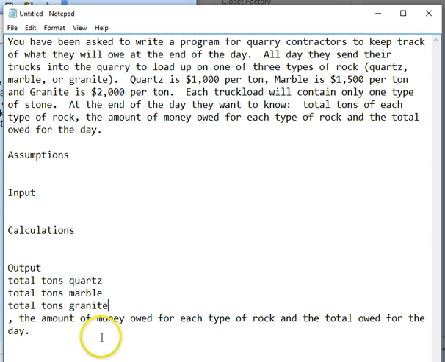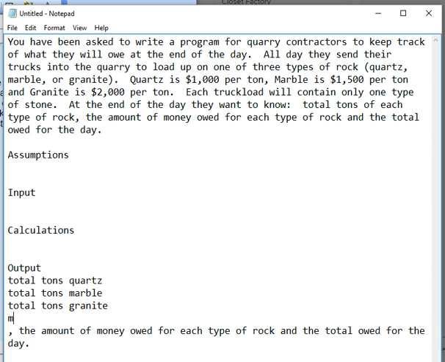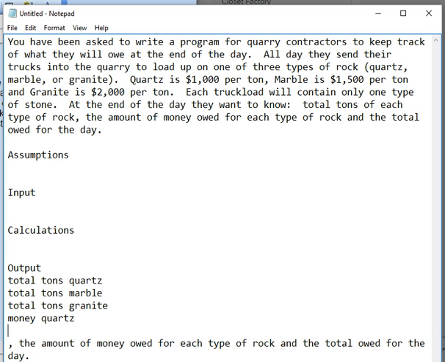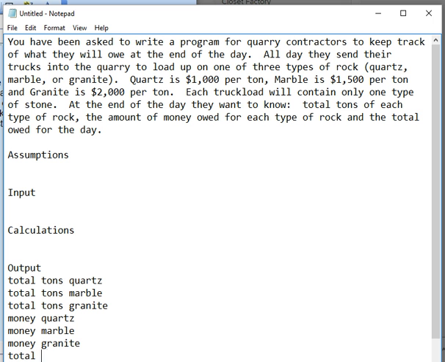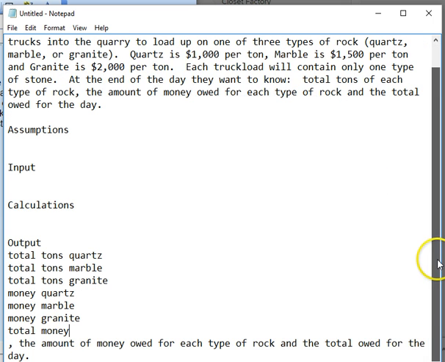Okay, and then it says total amount of money owed for each type of rock. And we have the same issue there because there's three types of rock. So that'll be money quartz, money marble, money granite, and then total money. Alright, so now we have everything they want out.